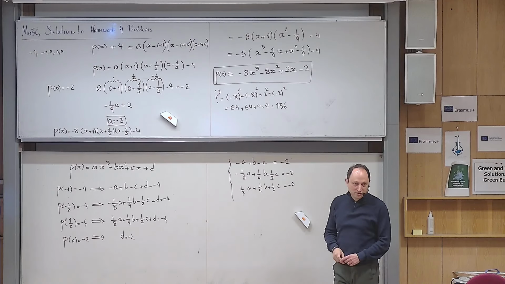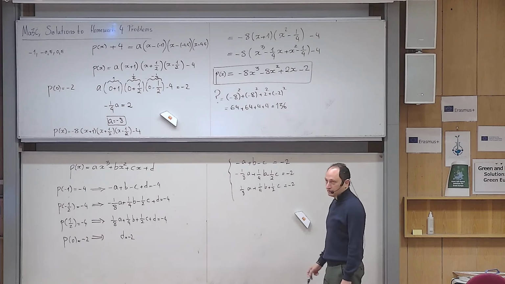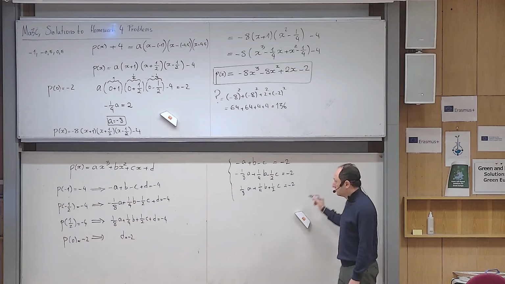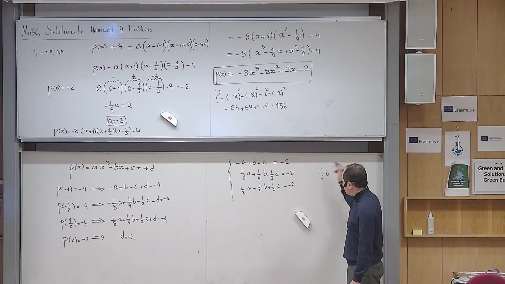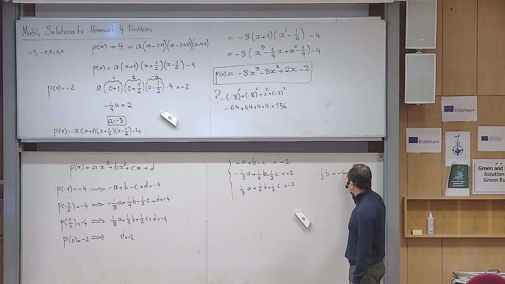That was a coincidence that it works here. Because if I add them, this one and that one are gone. This one and that one are also gone. I have a quarter of b plus another quarter of b, which becomes half of b. And on the right-hand side, minus 2 minus 2 is minus 4. So what is b?